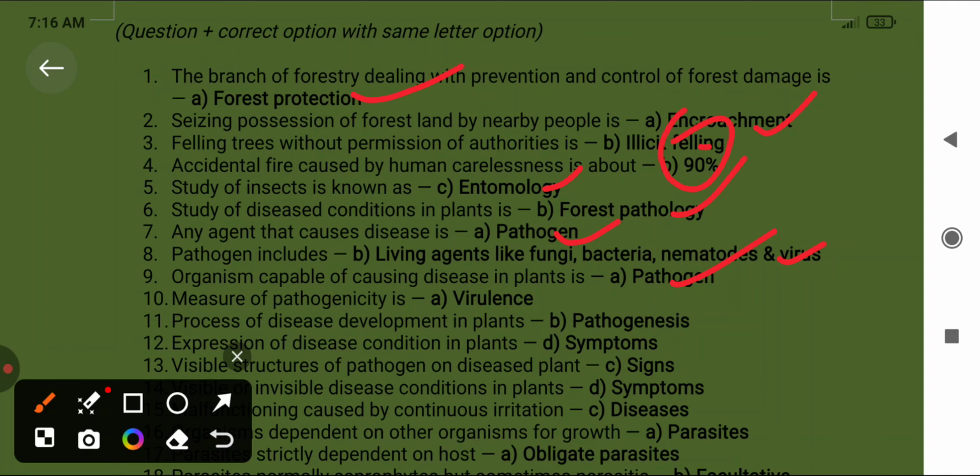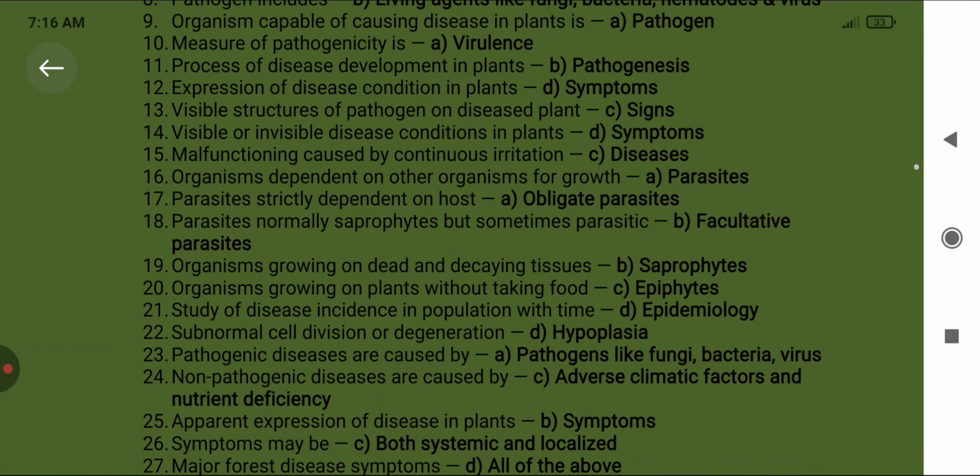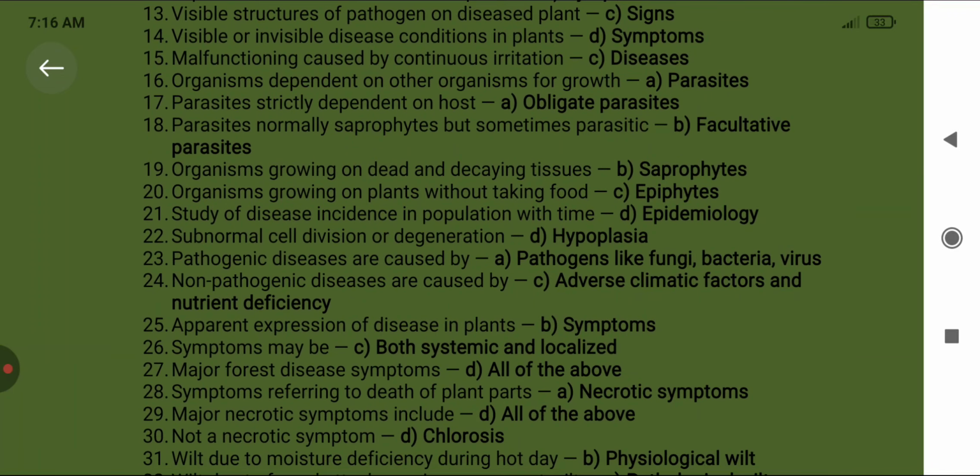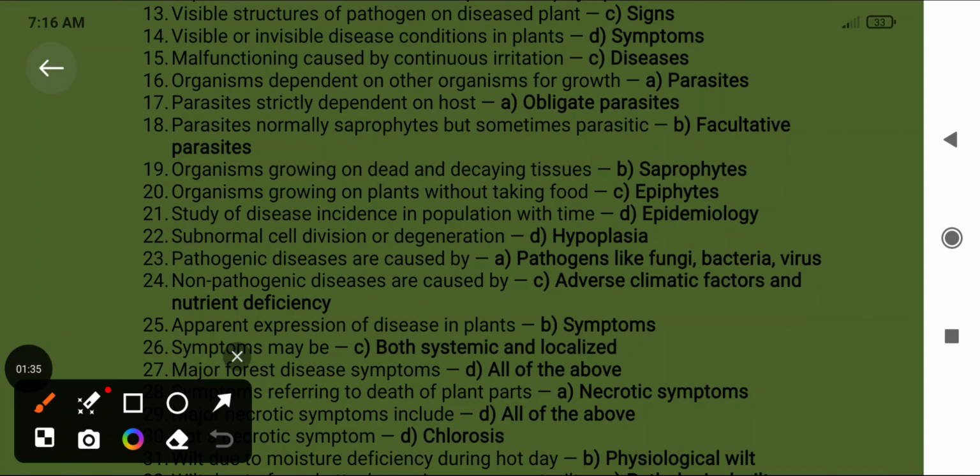Measure of pathogenicity is virulence, and the process of disease development in a plant is pathogenesis. Expression of disease condition in a plant is symptoms. Visible structure of the pathogen on a diseased plant is a sign, while symptoms are visible or invisible disease conditions in the plant.